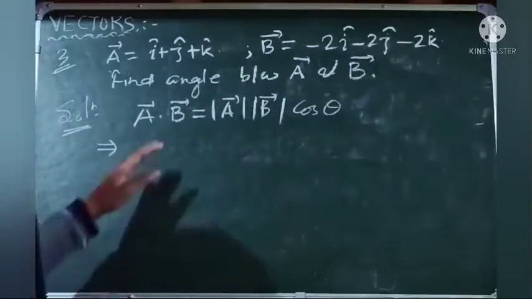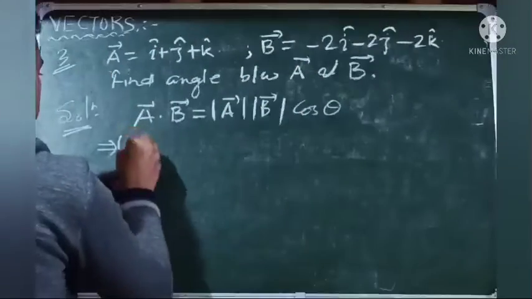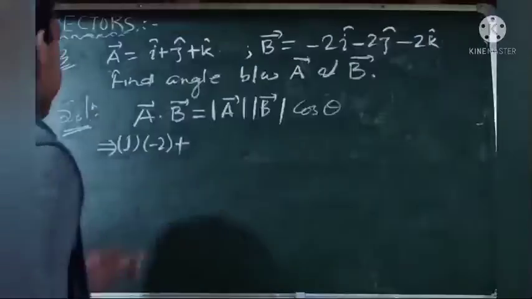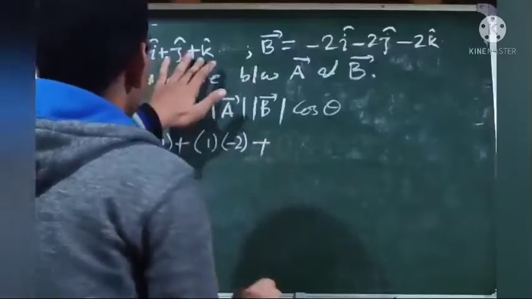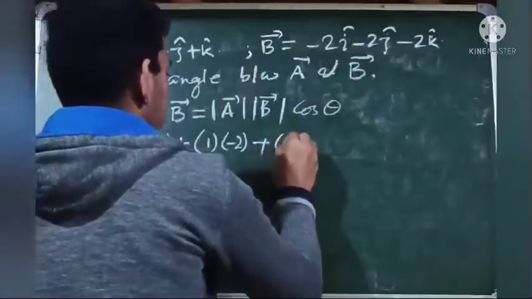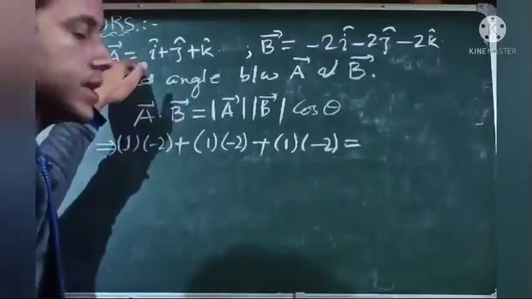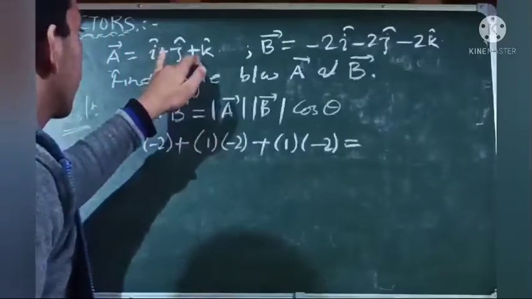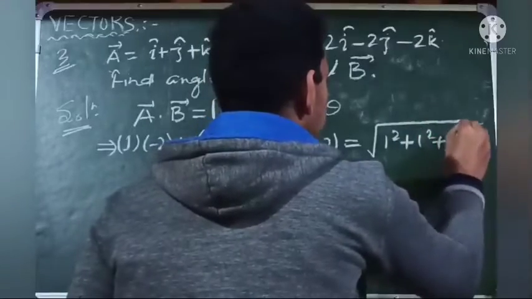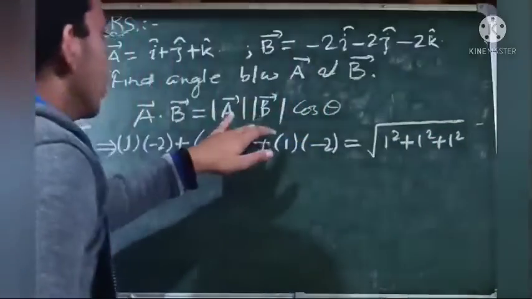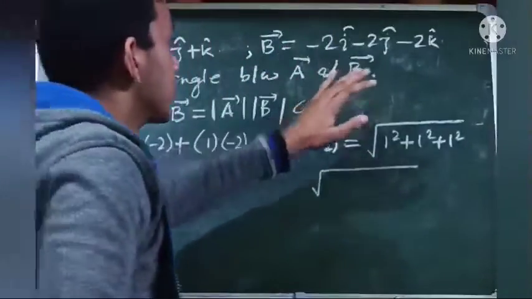Here we can write a dot b as 1 multiplied with minus 2, plus 1 multiplied with minus 2, plus 1 multiplied with minus 2, equal to magnitude of a vector. Magnitude of a vector is simply square root of 1 square plus 1 square plus 1 square, multiplied with magnitude of b vector, which is square root of minus 2 square plus minus 2 square plus minus 2 square.